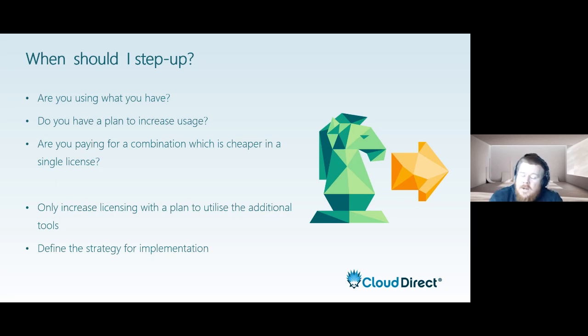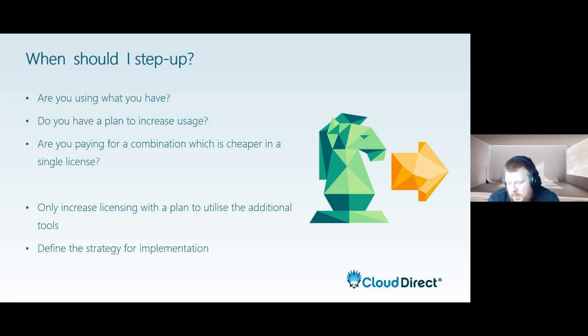A lot of people don't even know the entirety of what's included in those licenses. So making sure that we've got the familiarity around that, to make sure that functionality is in use, is vital before we think about stepping up. Maximize what we're already paying for before we commit to paying for any more.